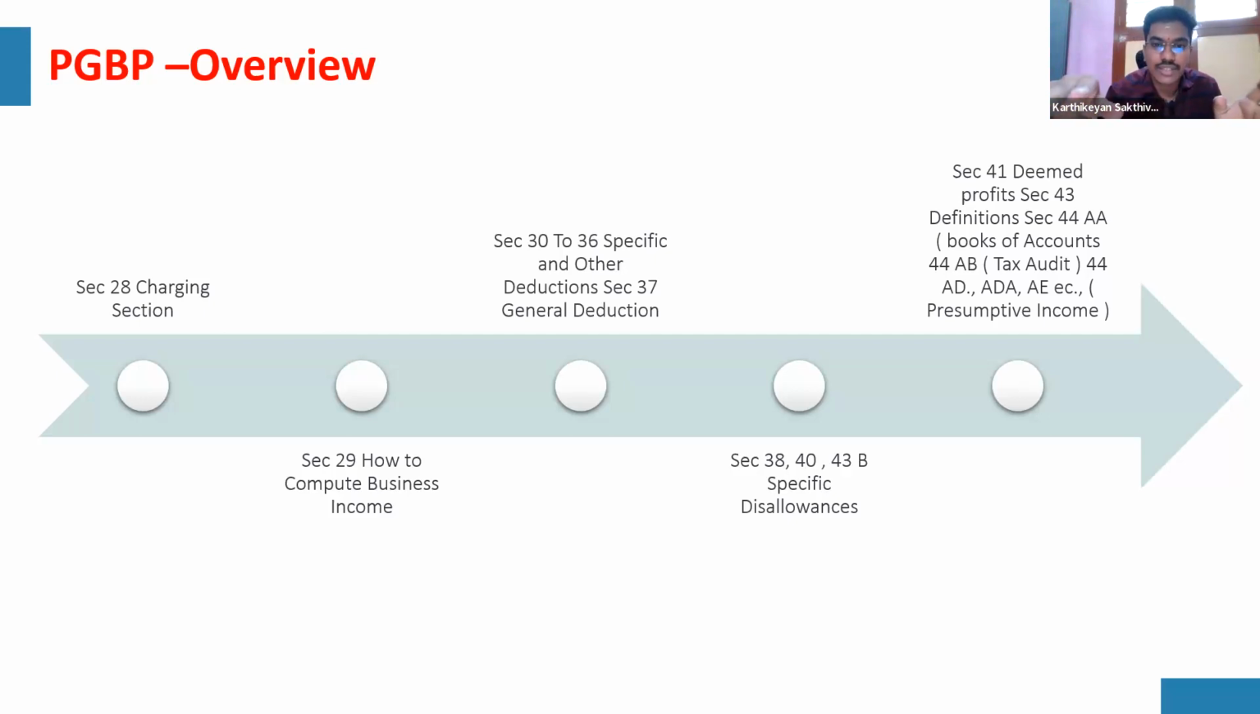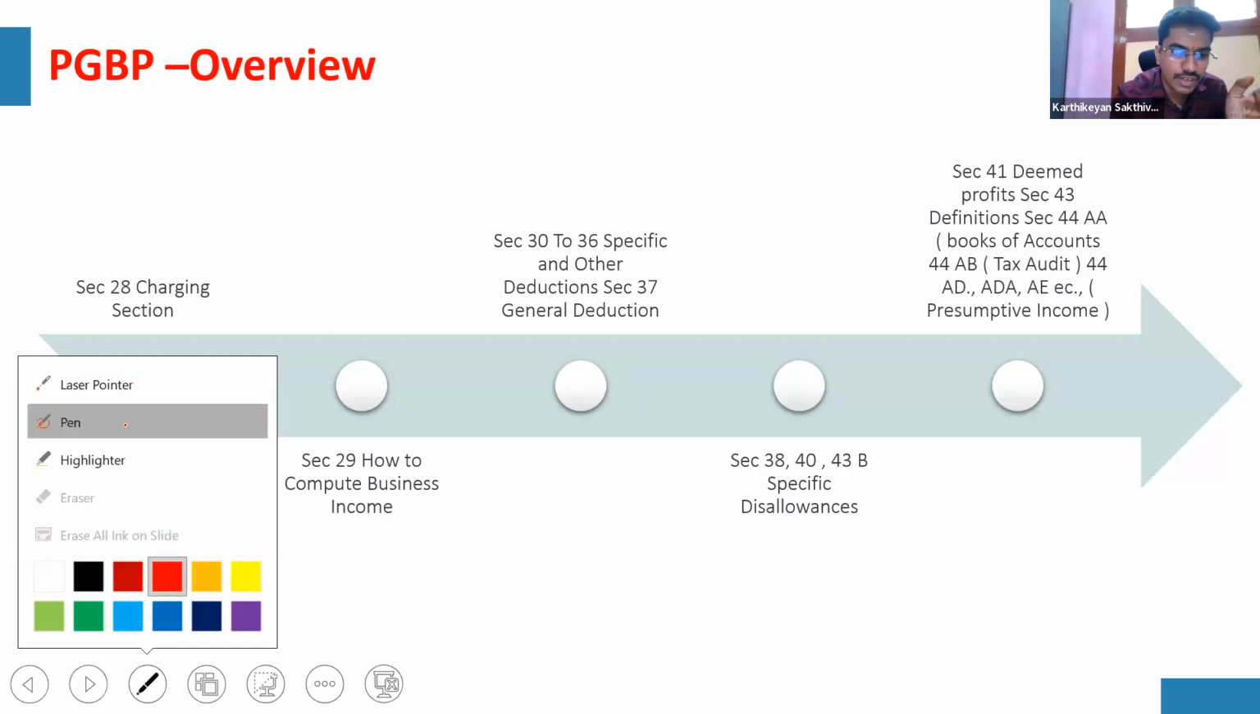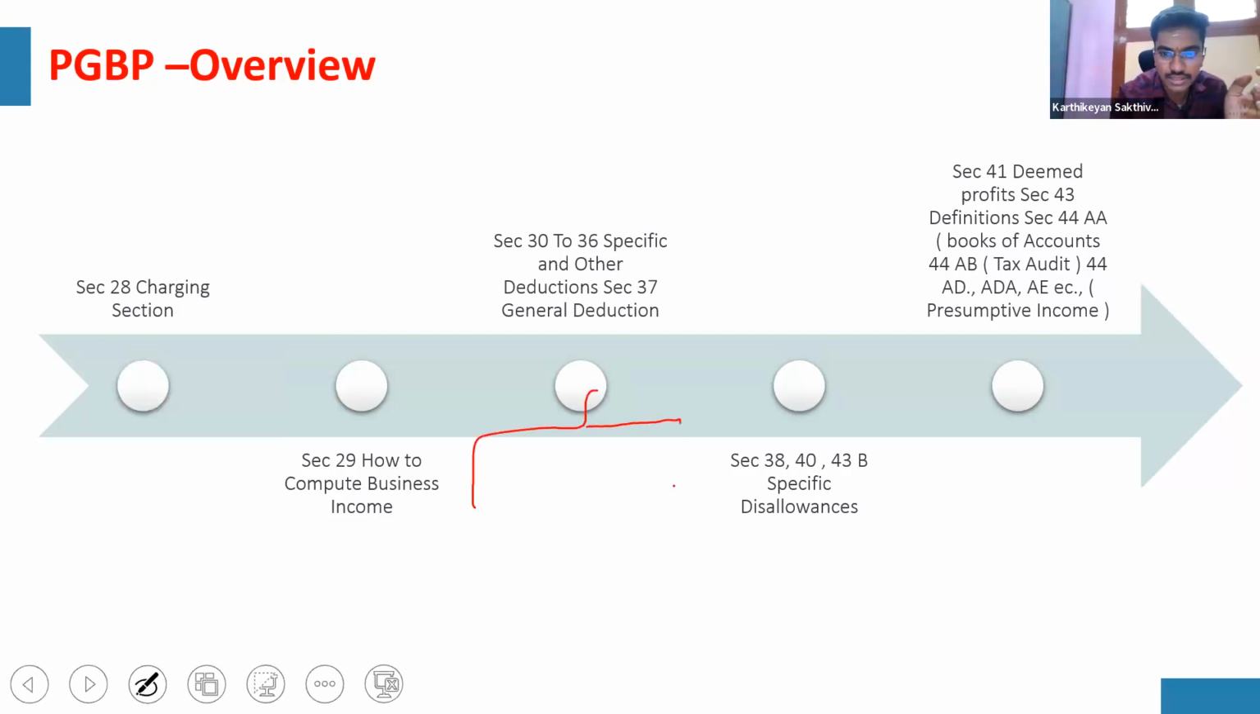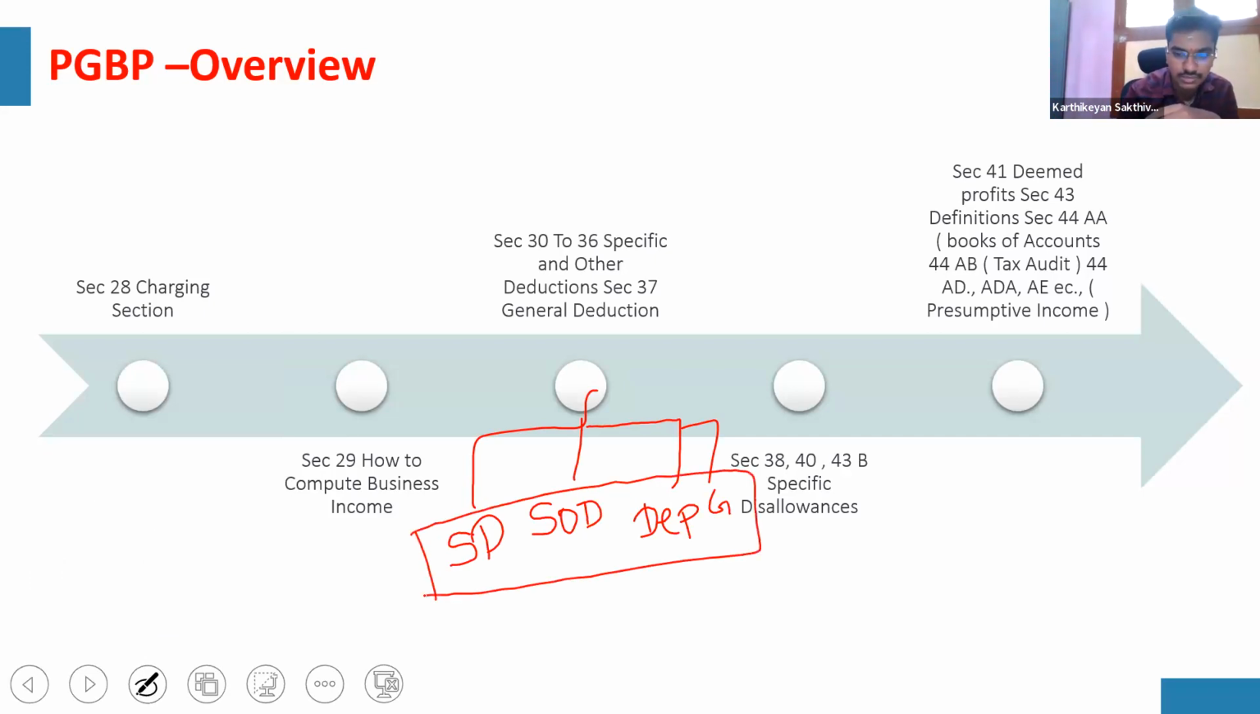Even in that bucket, we will split it further. In this first bucket, we will have four things. One is normal deductions, specific deductions. Next is spread over deductions. Next is depreciation. Next is general deductions. So this is going to have four parts. This is going to be a single part, and this is going to be a single part. So we can divide the chapter into five to six blocks.